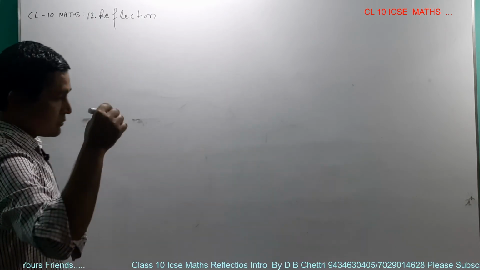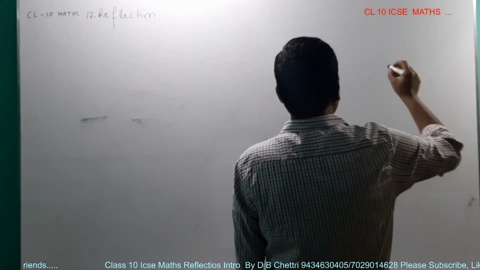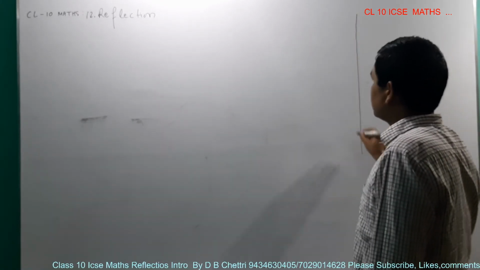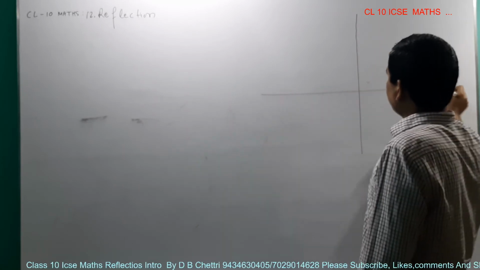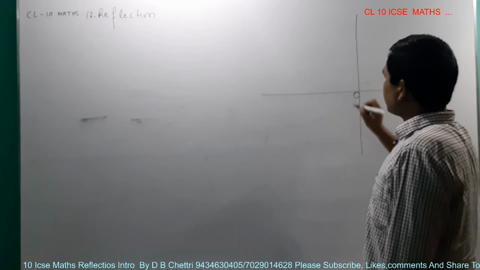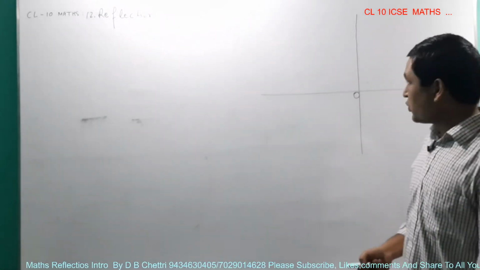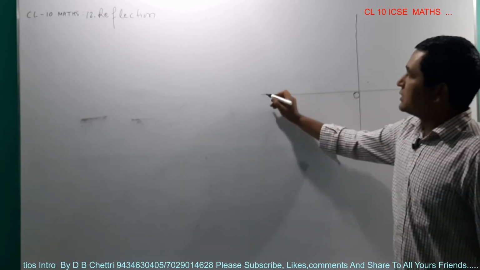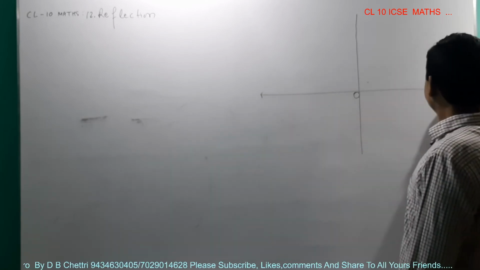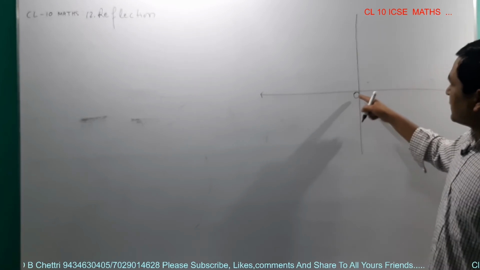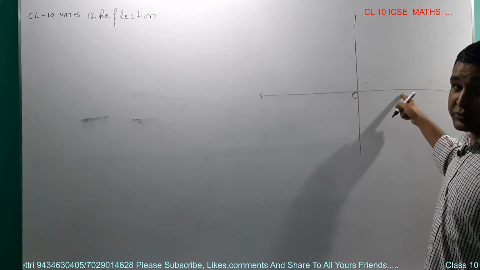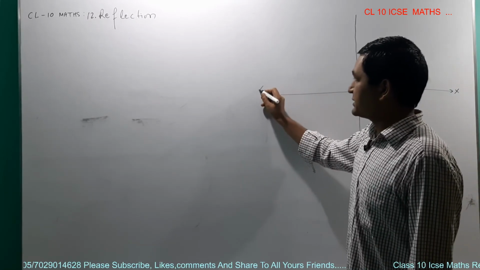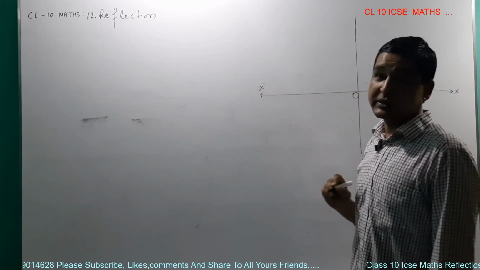Now first learn what a coordinate is. It is a 2D figure. The y-axis and x-axis are there, a two-dimensional figure, and this is the origin. The origin is indicated by O. This horizontal line is called the x-axis. From the origin towards the right is the positive x-axis, and from the origin towards the left is negative, indicated by x dash.